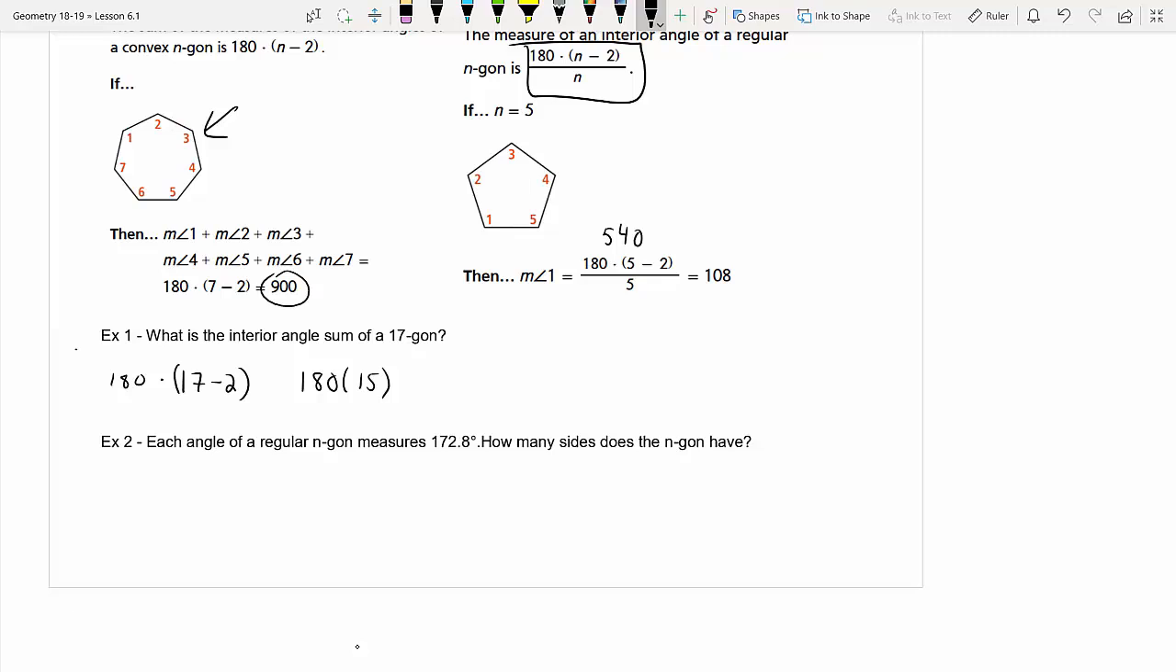And when we do 15 times 180, we end up with 2,700 degrees as our interior angle sum for that, which is a humongous amount of degrees. But it's a 17-sided figure, so that makes sense.